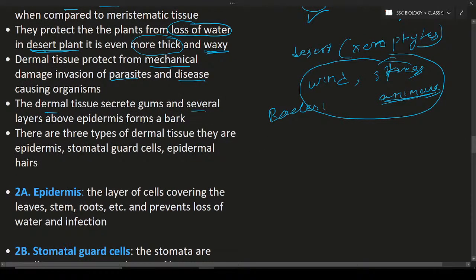Several layers above the epidermis form a bark. You might have seen it on the roadside.